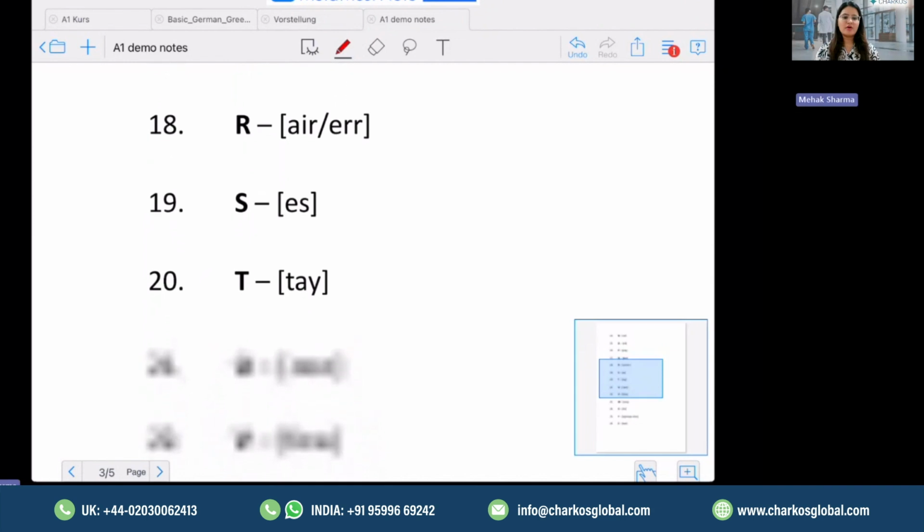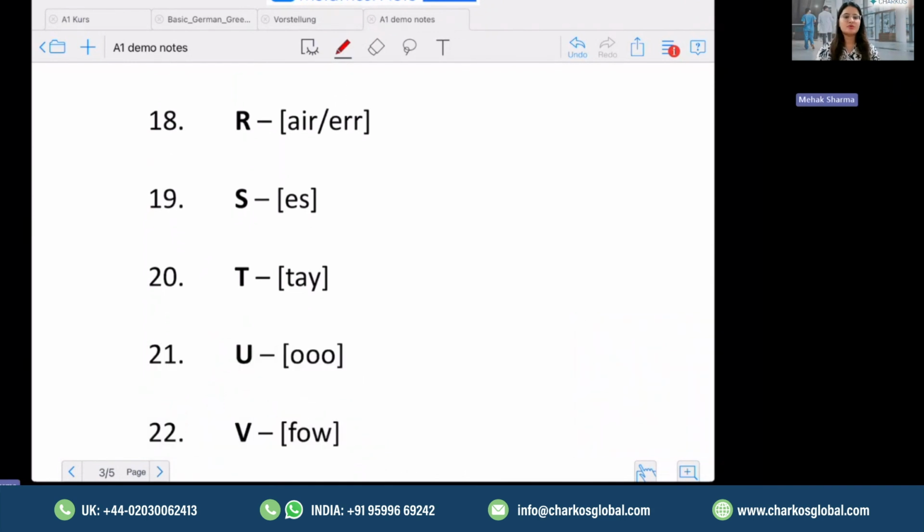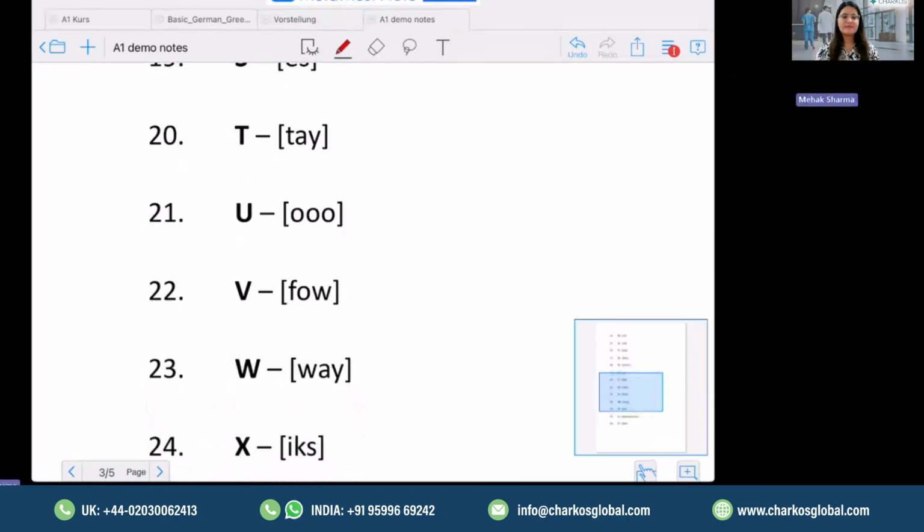R. R of English can be pronounced in two ways. It can be as air, or air. Don't read it as air. Both are absolutely fine. S would be S, no change. T, te, te. U, oo. So U would be oo, oo. Don't say O. Nah, oo.